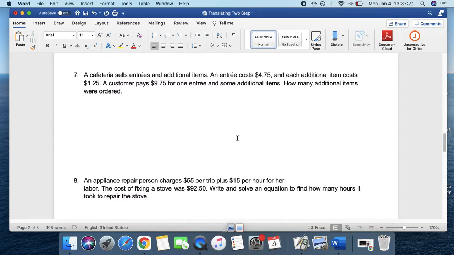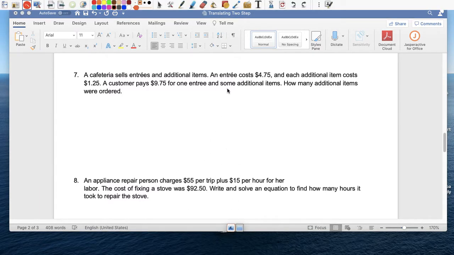So let's say you get, I don't know, pasta, and you want to get a little bit of salad. That's going to be $1.25 plus a little bit of mashed potato. That's $1.25 plus a little green beans. That's $1.25. So those are the additional items. So we know the total is $9.75. We want to know how many additional items, how many extra things.